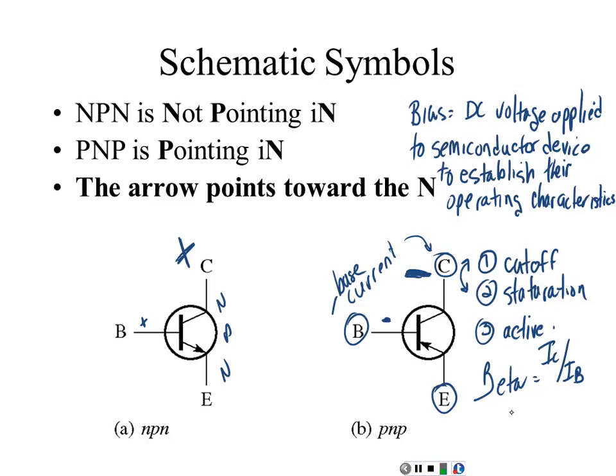Most data sheets don't use beta anymore. They use hFE, and we'll look at this in a minute, which is still equal to IC over IB. So if you're looking at data sheets, you're looking at the forward current gain, but it's going to have a designator of hFE. We don't see beta used except in books now. And why? I don't know.